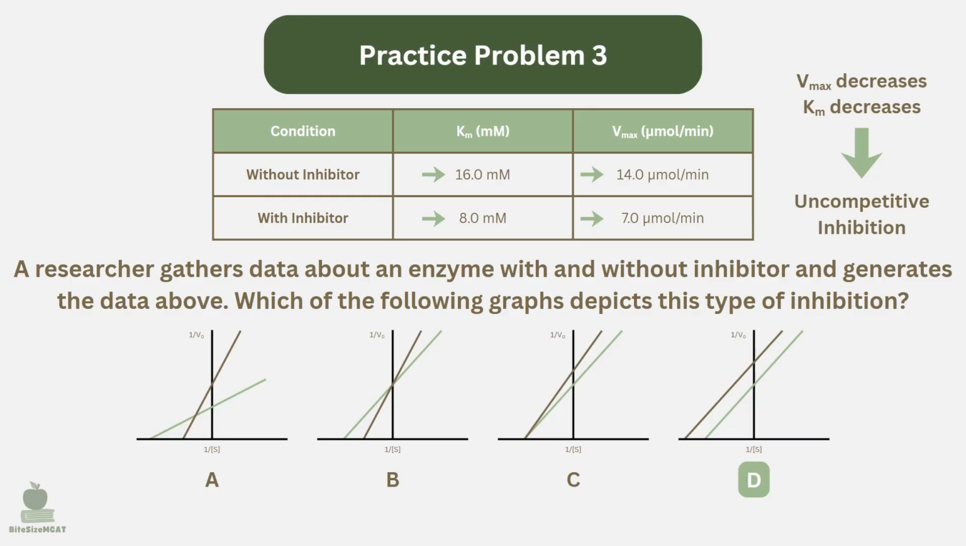So what about the other answers? A shows Km decreasing and Vmax increasing. So what type of inhibition is this? Yeah, it's mixed inhibition. What about answer choice B? B shows Km increasing and Vmax staying unchanged. So what type of inhibition is this? Yeah, it's competitive inhibition. C shows Km staying the same while Vmax decreases. How about this one? Yeah, it's non-competitive inhibition. Great job.